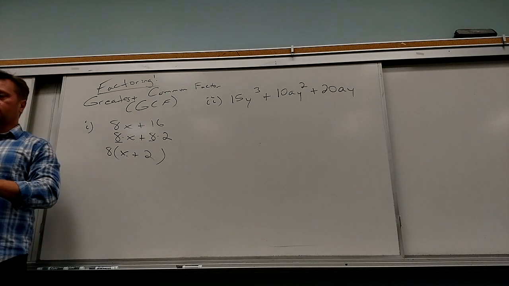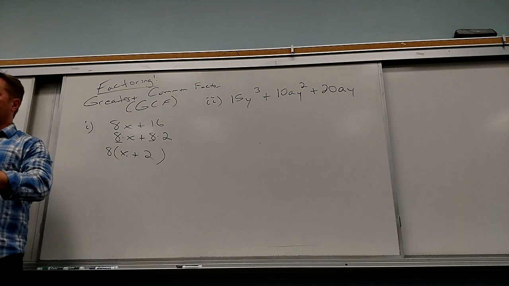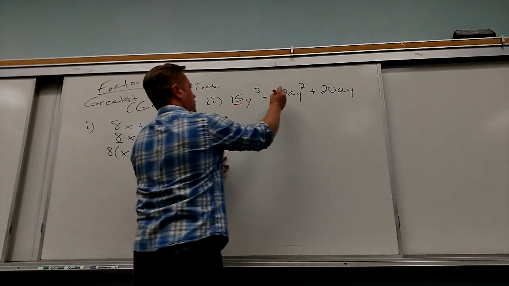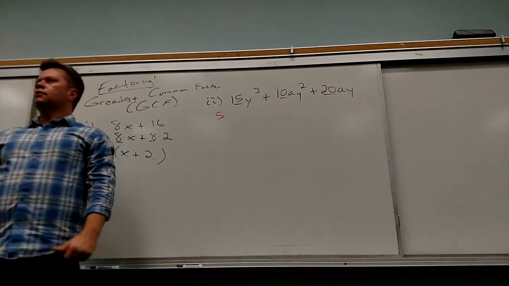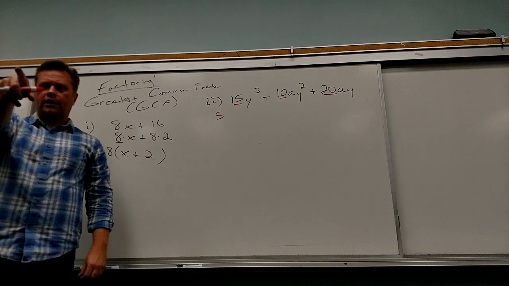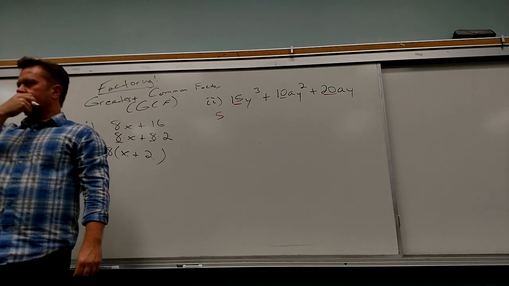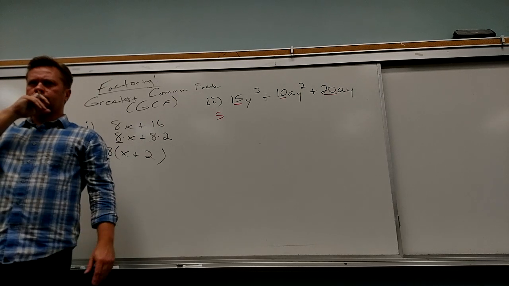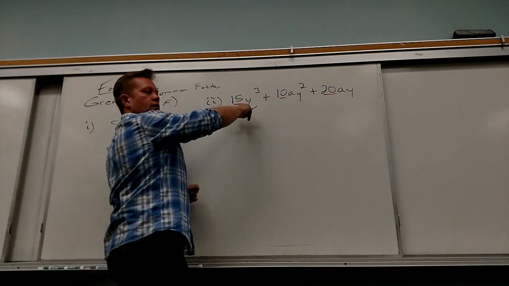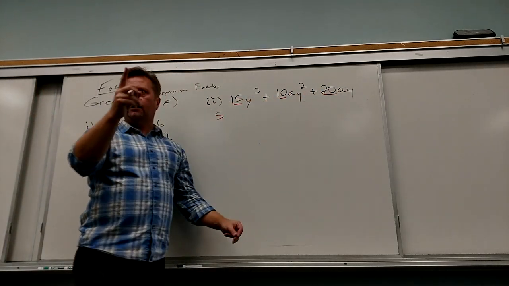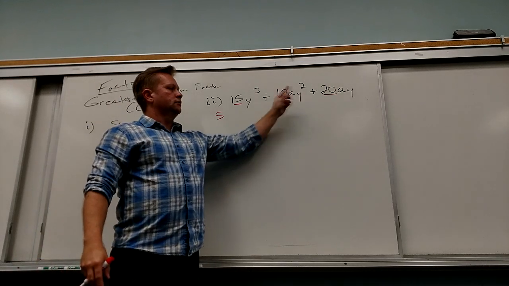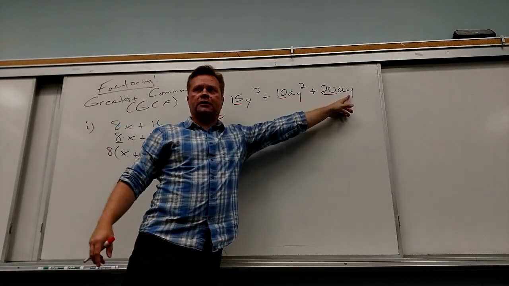I've solved the problem. So for the numbers, they all have a 5. So far, so good. Letter-wise, they all have a y. Can I take an a out? No. This one doesn't have an a. But every single one of them has at least one y. If you try to take 2 y's out, these first 2 are fine, but this guy's going to freak out.